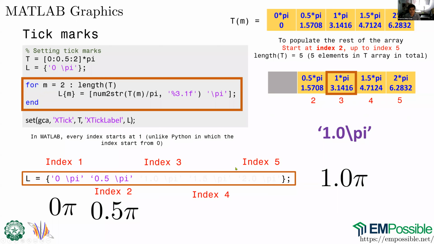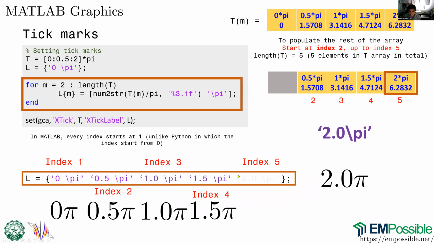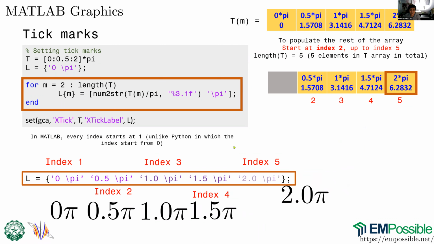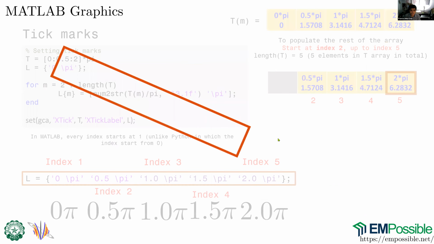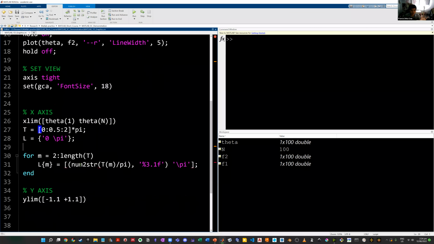For 3, that's 1.05, 1.5, 2.05. And now you already populated all of the places of the cell array. So the question is this: how can we make the tick labels? Okay, so let's go back to our code. Okay, so first is that now you have this kind of code.